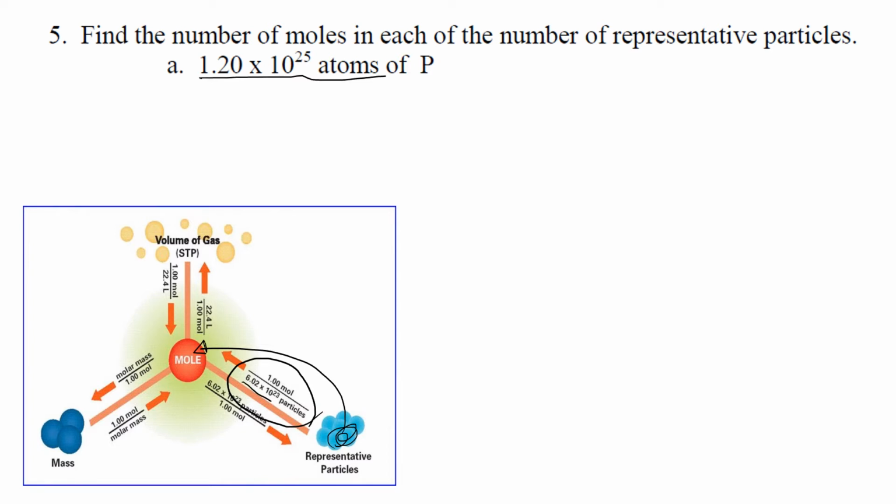If you don't remember, Avogadro's number is Na, that's Avogadro's number, 6.022 times 10 to the 23rd. It's a really big number. That's a lot of zeros. So let's just hop right into this.